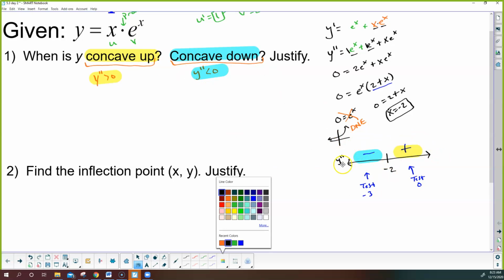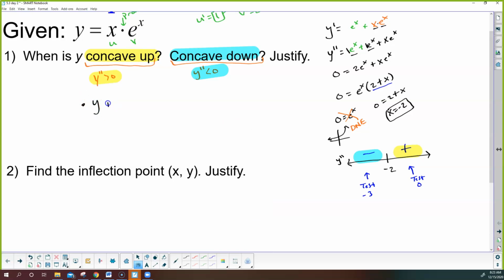Okay, the people on AP tests, when they read your responses, they're told not to read the sign chart because they want students to justify. So we're going to say y is concave up on the interval from -2 all the way to infinity. That's the positive part. And then all we have to do to justify is say because y double prime is greater than 0. That tells me why it's concave up.